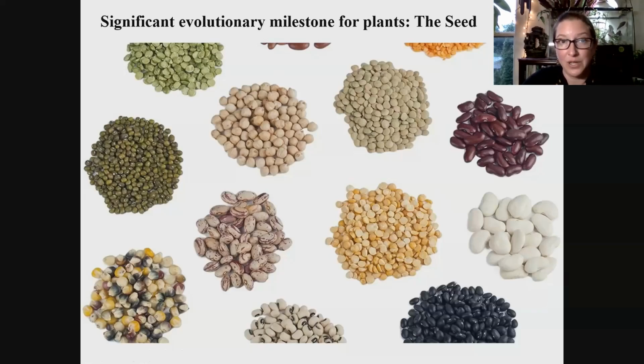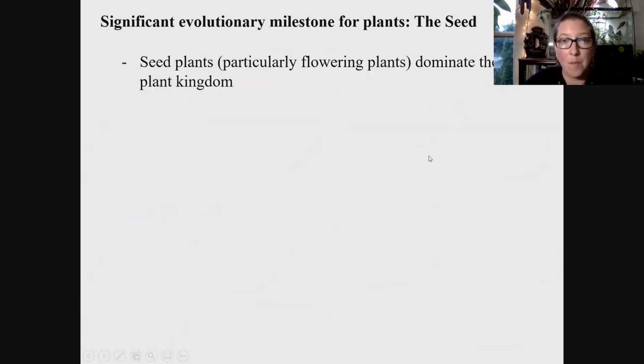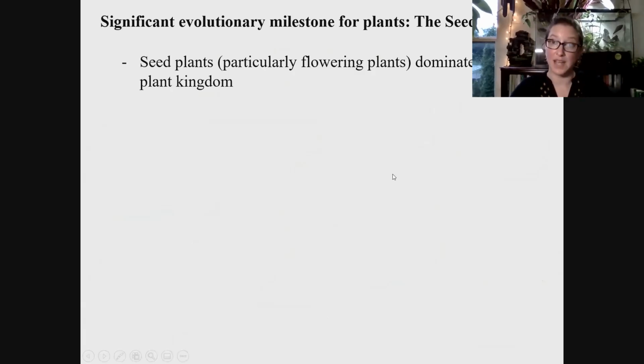The seed is a big deal, not just for humans, but for the plants as well. It's a significant evolutionary milestone for plants, the ovule and the seed. The seed-shedding plants make up most of the plants on Earth, and that's because it is such a successful way for plants to exist. The seed and the ovule work way better than just releasing spores. Releasing spores is fine, but it's not as good as the seed.